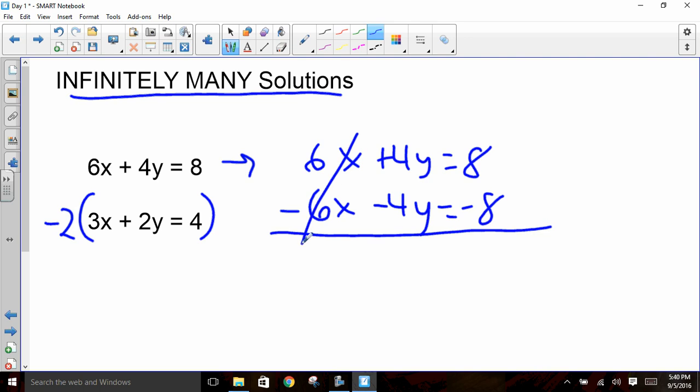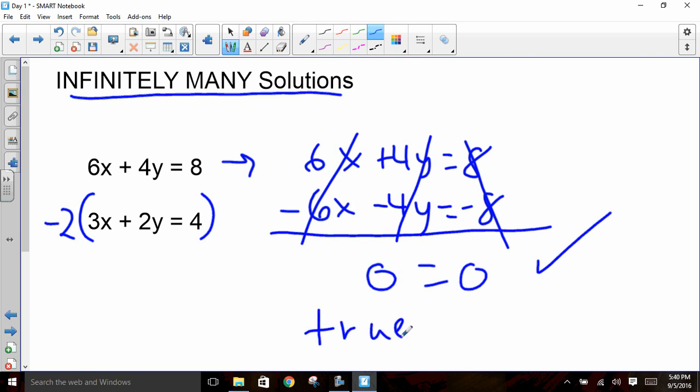Well, then I get cancel, cancel, which gives me 0. But then I get cancel over here as well. And then I get 0 is equal to 0. Well, is 0 equal to 0? It is. It's what's called a true statement. Something that is logical. 0 being 0, 4 is 4, 6 is 6. If it makes sense, if it is a true statement, your answer will be infinitely many solutions.